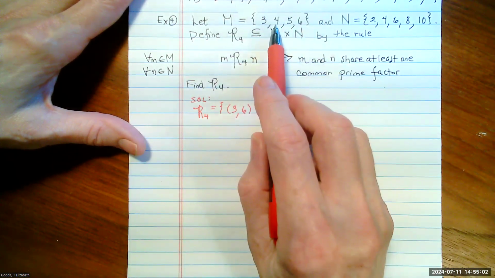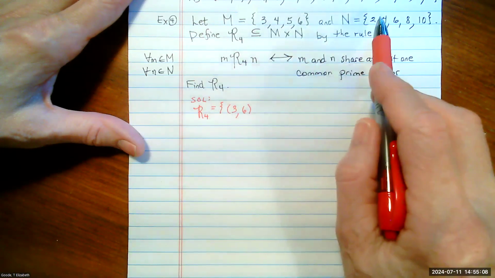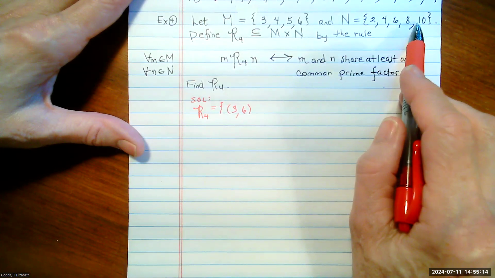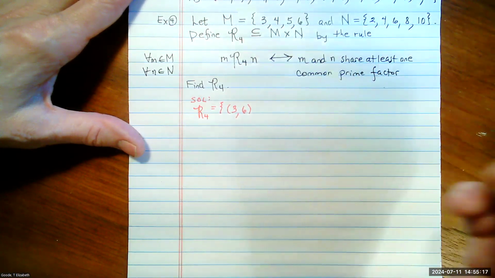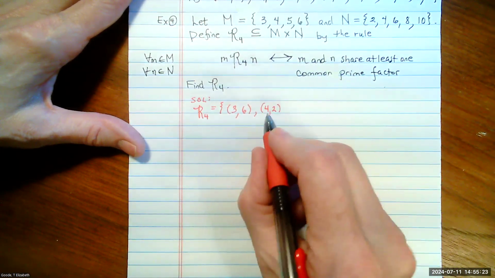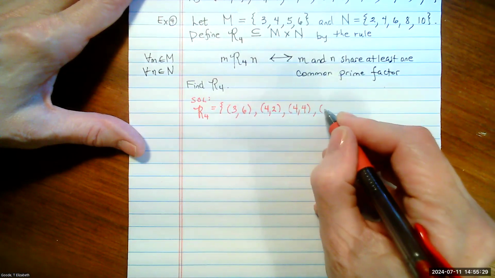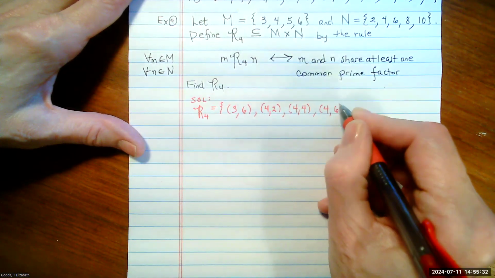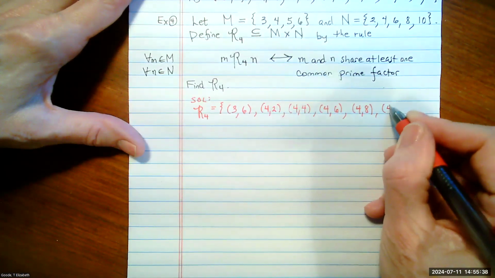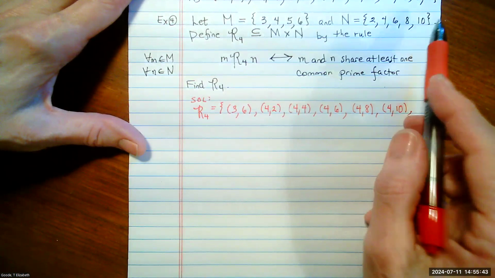Let's move on to 4. Now 4 is 2 times 2, so its only prime factor is 2. It'll be related to any of the elements in N that have 2 as one of the prime factors. And of course, all of these elements are even. So 4 is actually going to be related to all of the elements in N. So 4 and 2 share a common prime factor, namely 2. 4 and 4 share a common prime factor, again, 2. 4 and 6 share 2 as a prime factor. 4 and 8 share 2 as a prime factor. 4 and 10 share 2 as a prime factor. Okay, so 4 is related to everything over in N.